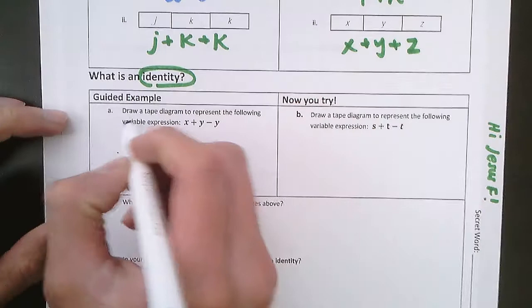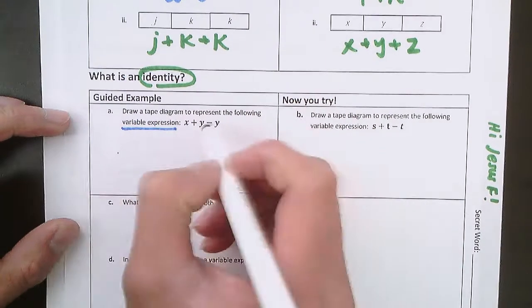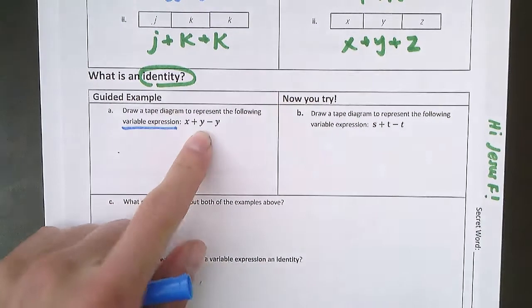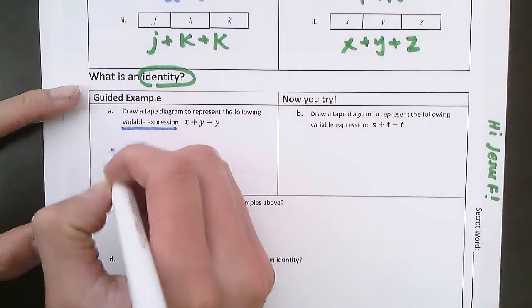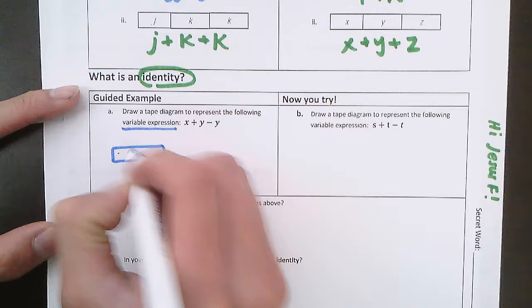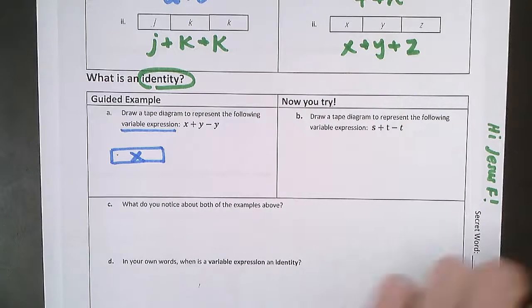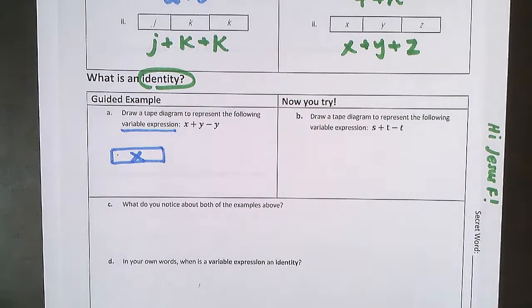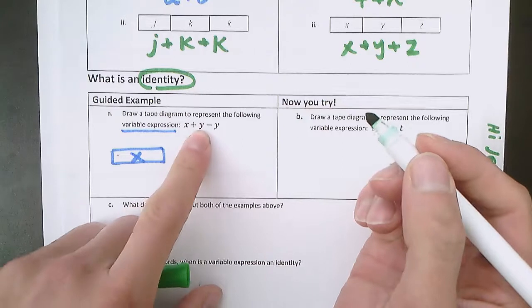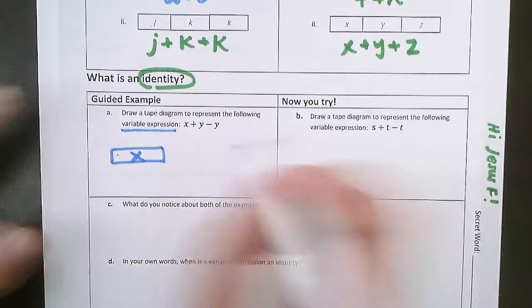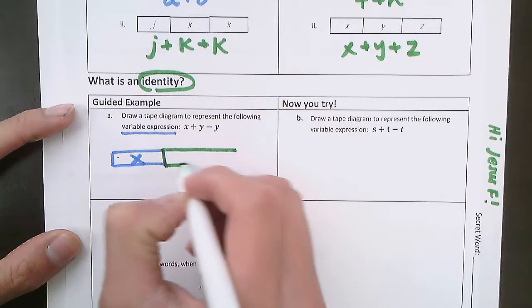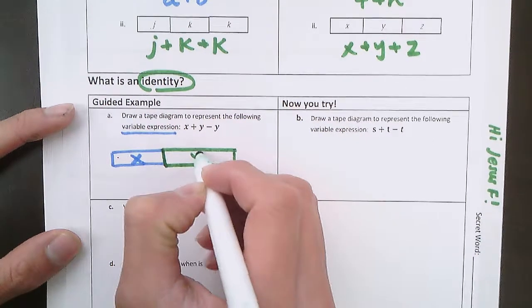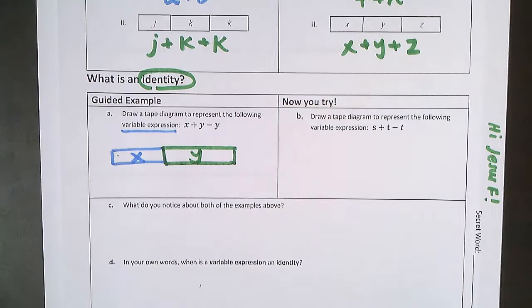Let's underline this right here, because this is what we're working with again. Variable expression, that's what this is right here. X, that's how much we're starting with. So we're going to make our rectangle for some amount x. Okay, that's what we start with. And then we're adding some amount y. So let's draw in a rectangle for y. Doesn't really matter how big it is. Okay, so that's x plus y.